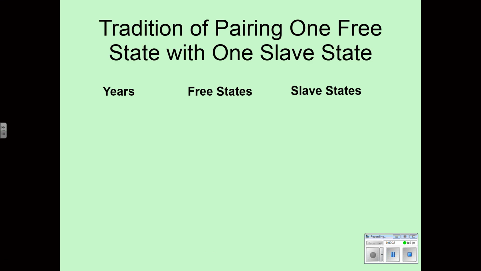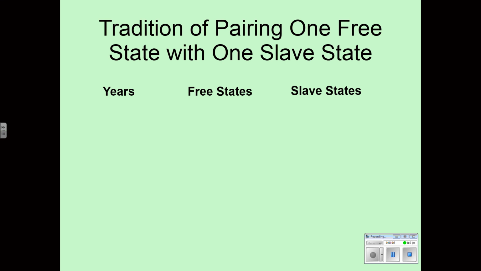There was a tradition of pairing one free state with one slave state to keep the number of free states and slave states balanced, so that no one region, north or south, would have the power to overrule the other region in the U.S. Senate. Remember that in the Senate, each state has two senators. So if the number of free and slave states was the same, then the two sides, North and South, would be equally divided in the Senate.